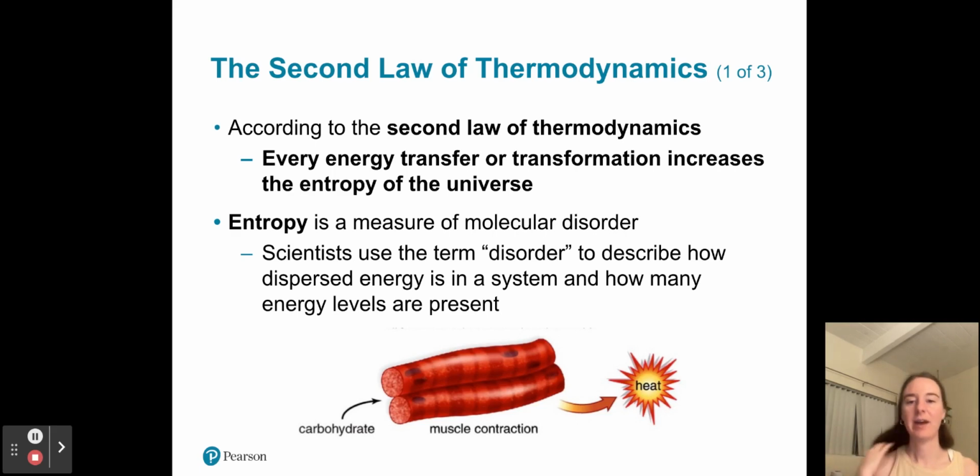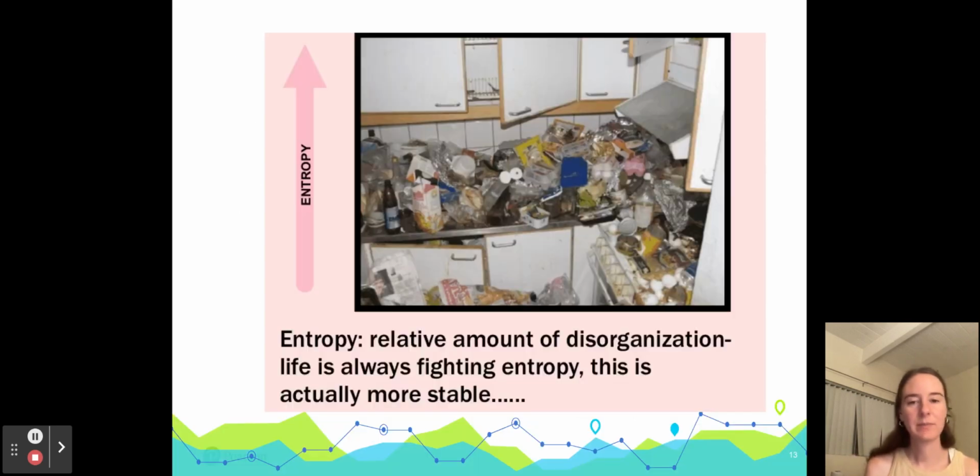However, not all of that energy is transformed simply into kinetic energy. Some of it is converted into heat, which will not be used to contract the muscle. That's like the leftover byproduct of the conversion of chemical energy to kinetic energy. And this actually increases something called the entropy of the universe, or the disorder of the universe. So let's look at what entropy is and some ways to think about this.